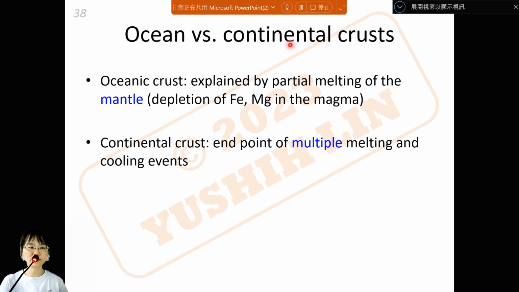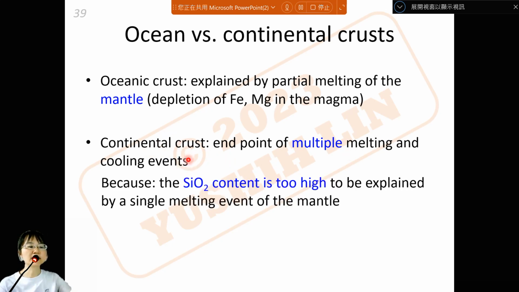Ocean and continental crust. Oceanic crust is explained by partial melting of mantle. Oceanic crust is constantly being produced at the divergent zone. Continental crust is the endpoint of multiple melting and cooling events. Because the continental crust has 70% silicon, the silicon content is too high to be explained by a single melting event of the mantle.